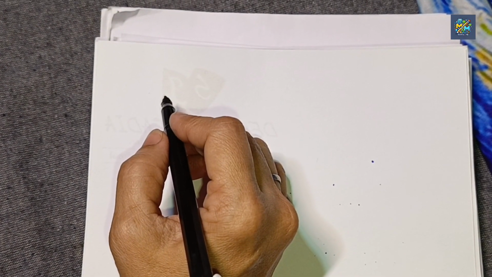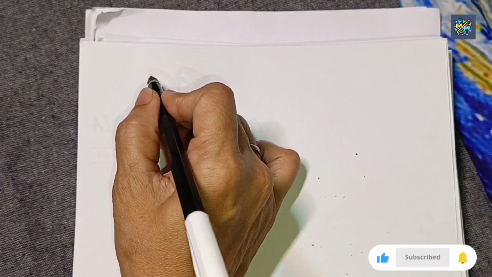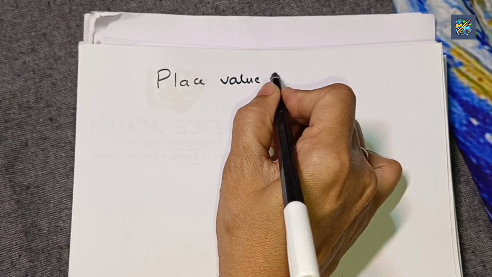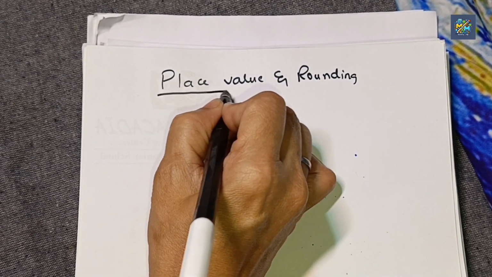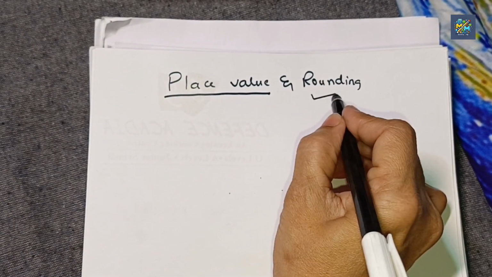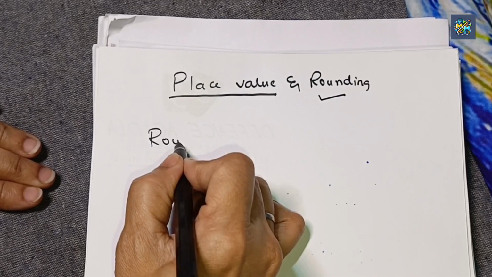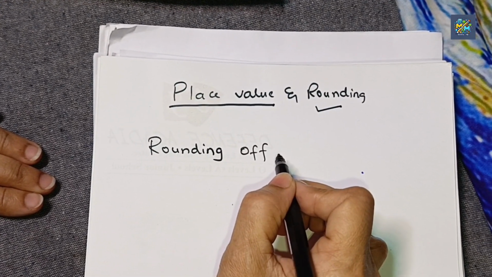As the final exams are approaching, let's try some more concepts and some more sums. So come with me. Today we have started with the topic place value and rounding. Most probably we have been through this part, and this part is left. Do you all know what rounding off is? Let's learn it in an easy way.